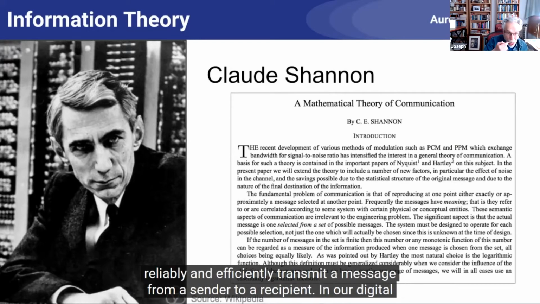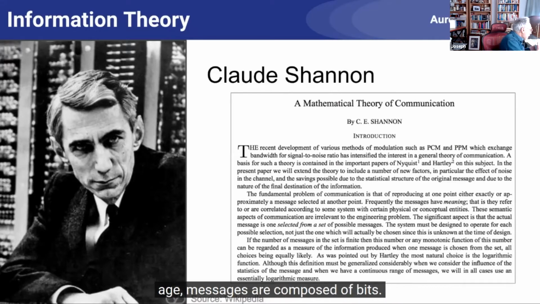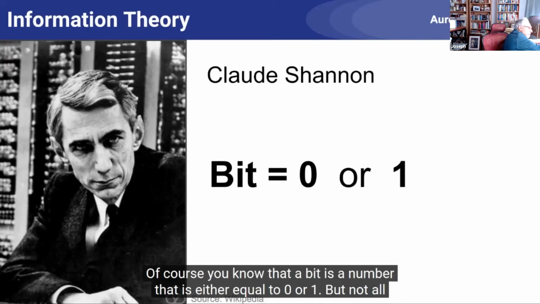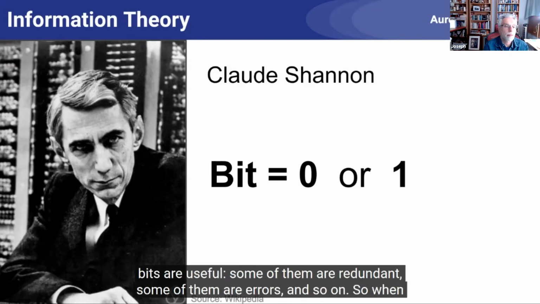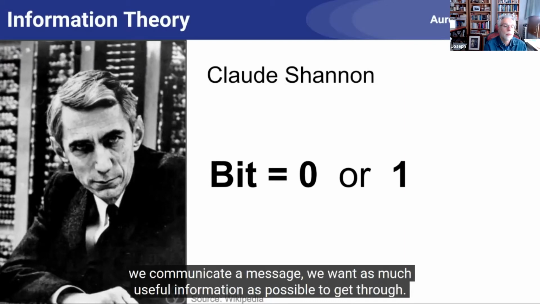The goal is to reliably and efficiently transmit a message from a sender to a recipient. In our digital age, messages are composed of bits. Of course, you know that a bit is a number that is either equal to 0 or 1. But not all bits are useful. Some of them are redundant, some of them are errors, and so on. So when we communicate a message, we want as much useful information as possible to get through.